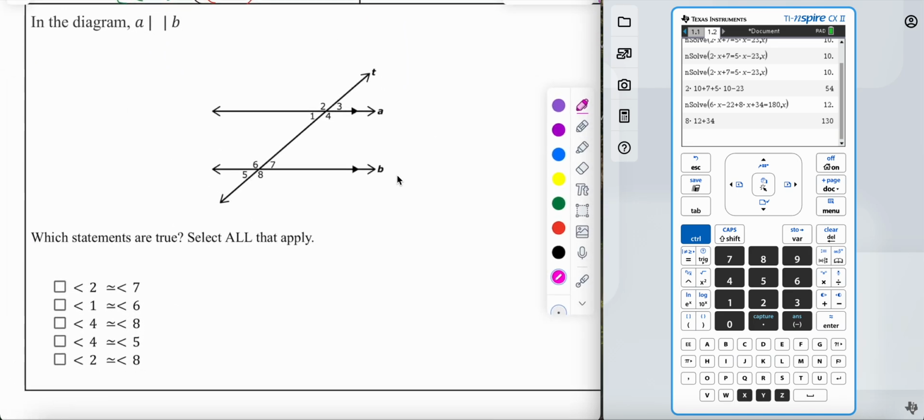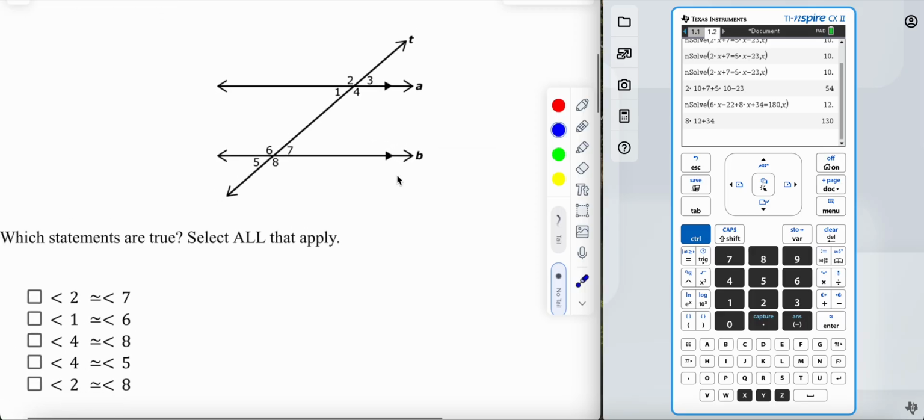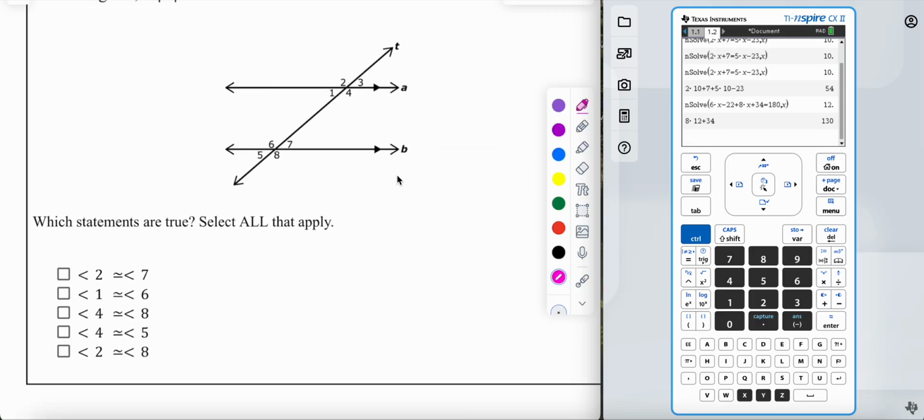So this is something that we did last year. Hopefully you remember, but it says that in the diagram, this A is parallel. These two lines mean parallel. It's parallel to B. Which statements are true? Select all that apply. So I'm going to color the parallel ones. So this is parallel to this one. So these two are parallel. And then it therefore means that this is called a transversal. A transversal is the line that intersects pairs of parallel lines.